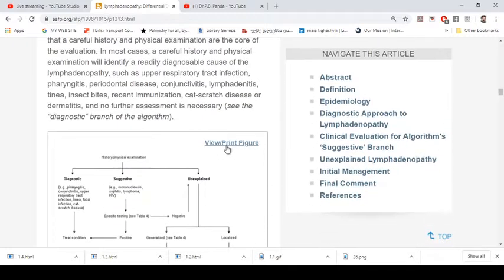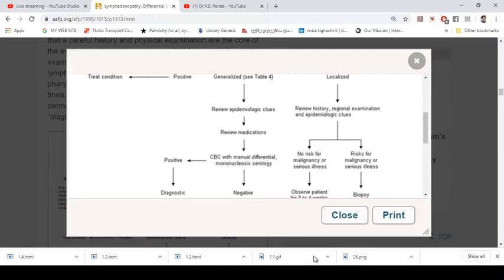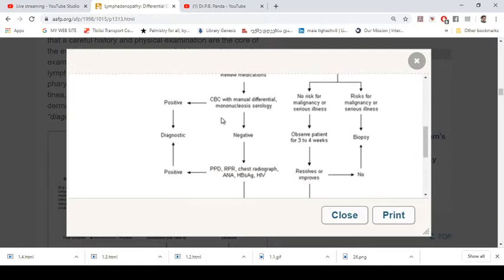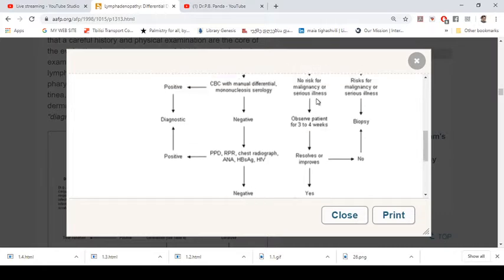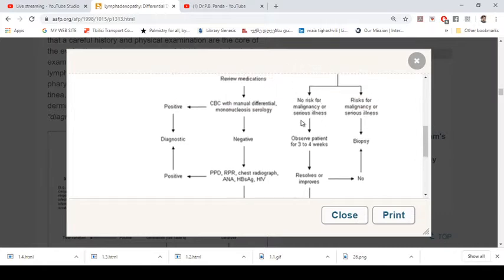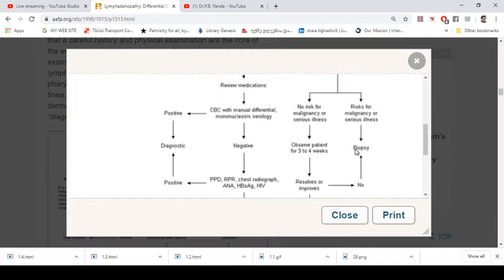So guys, first of all we will do CBC, and if it is still negative, we will do PPD or a chest radiograph, ANA, and CBC; HIV test also we will do. And if it is a non-risk malignancy, we will observe the patient for 3 to 4 weeks. After that again we will do a biopsy. We will not do a biopsy suddenly. If there is a risk of malignancy in serious cases, we will do a biopsy in those cases.